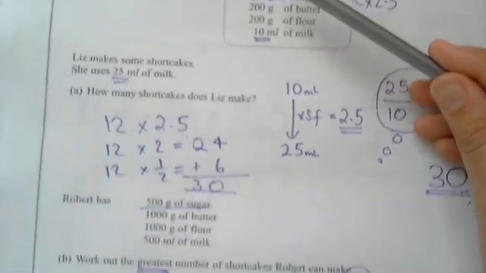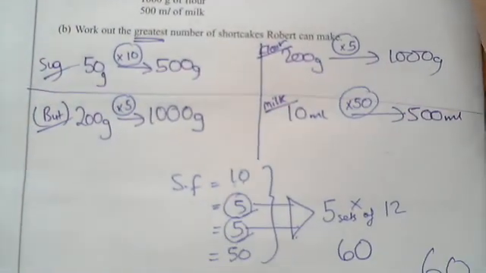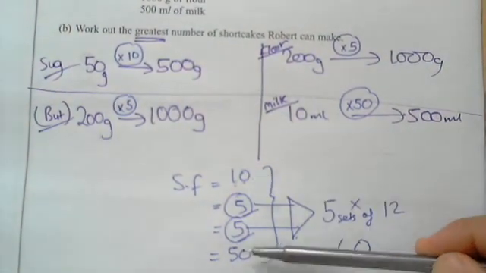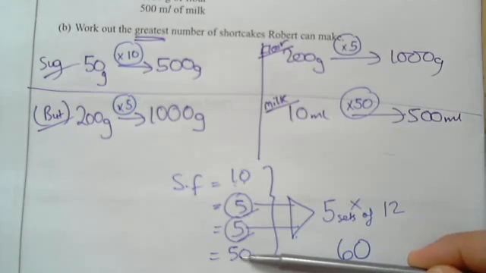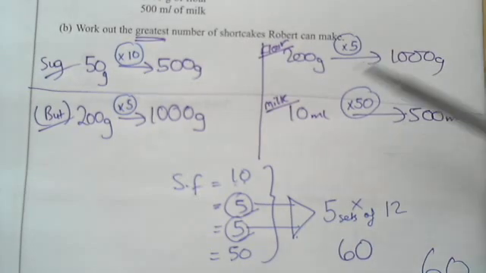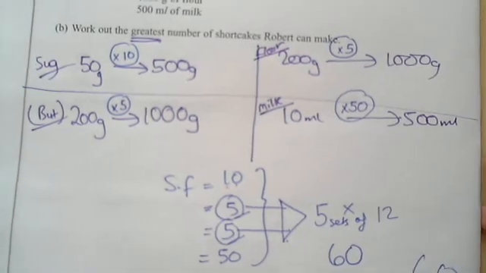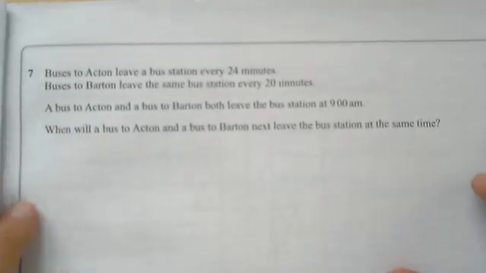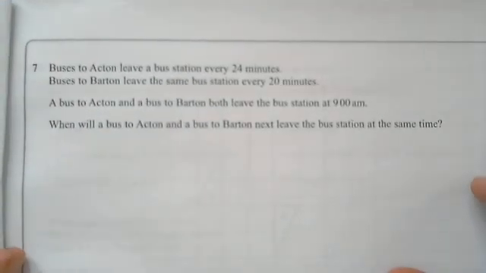So even though we have got 10 times the amount of sugar and 50 times the amount of milk, because we don't have similar amounts of flour and butter, we can't make those extra sets. That'll just be surplus ingredients. Okay, let's quickly move on to the next question. Question number 7.